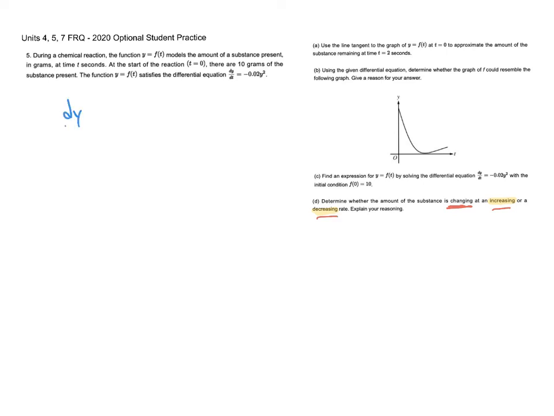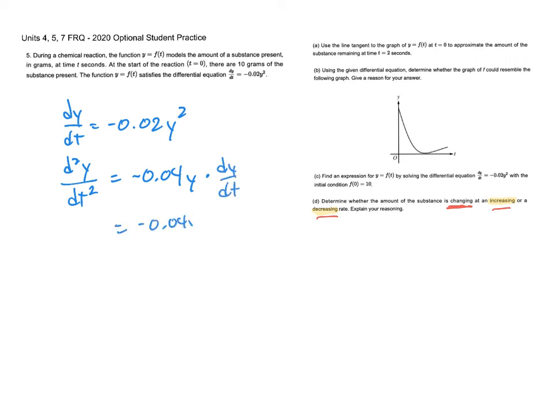We know that the derivative is negative 0.02y squared. So we can just differentiate again implicitly to get the second derivative. That would be bringing the power down, so it's negative 0.04 y to the first power times the derivative of y, which is dy over dt. And we know that that is negative 0.02 y squared. So this thing simplifies to, oh my goodness, a positive 0.0008 y cubed.